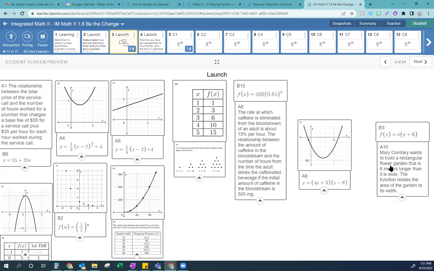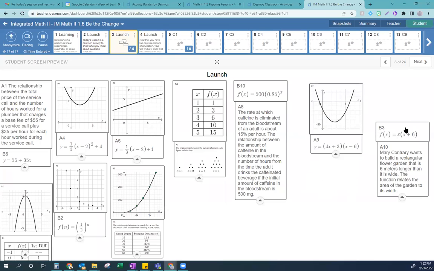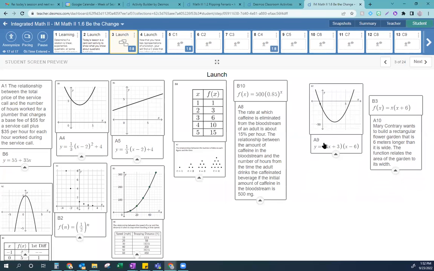And then this one says Mary wants a rectangular flower garden that is 6 meters longer than it is wide. Aha, there's that 6, right? Oh, so a rectangle is length times width. Do you guys all see this? This is length times width here, length times width, right? So there are your matches for the whole entire thing. So hopefully that makes sense. I'm gonna pause this right here.